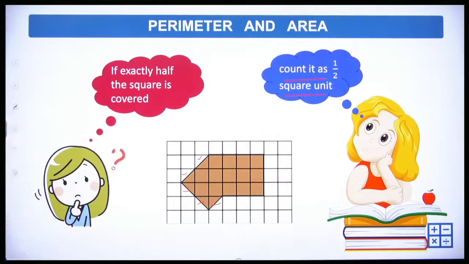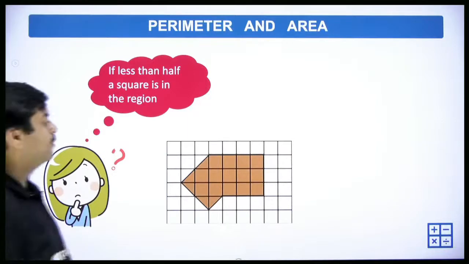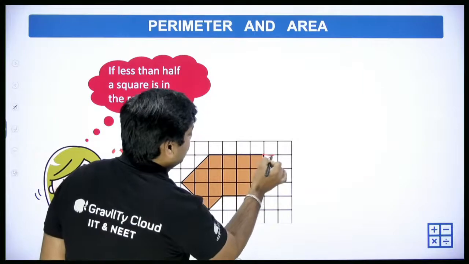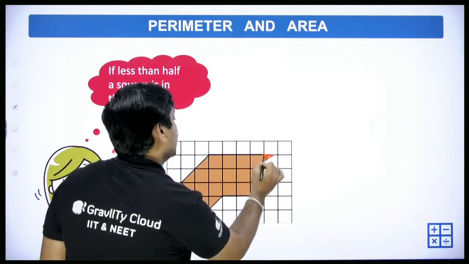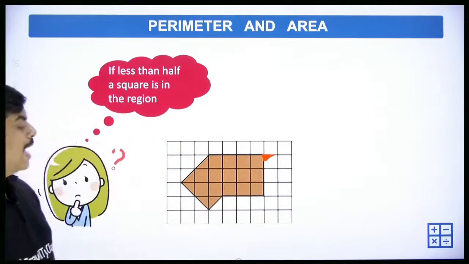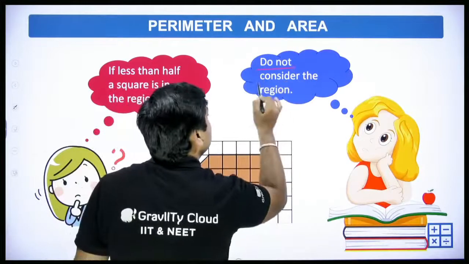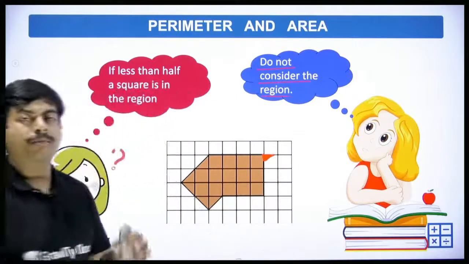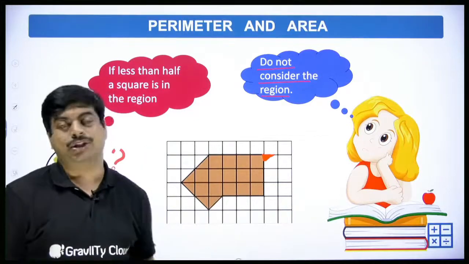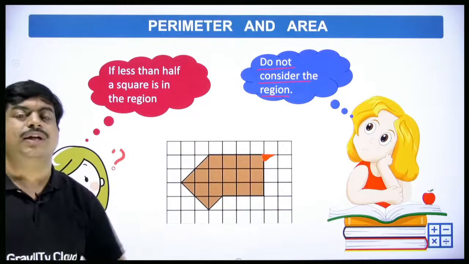Okay. So moving ahead, if less than half a square is in the region, in the same figure we have one more box, which is actually something like this. This small part. Now you want to add this as one square unit, but you cannot, as it is less than half. As that region is less than half, we consider it as 0. Do not consider the region. Now you may ask me, sir, is this the exact area? No, these are approximations, near to the actual answers, correct?